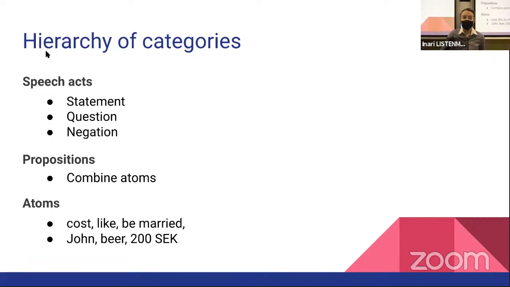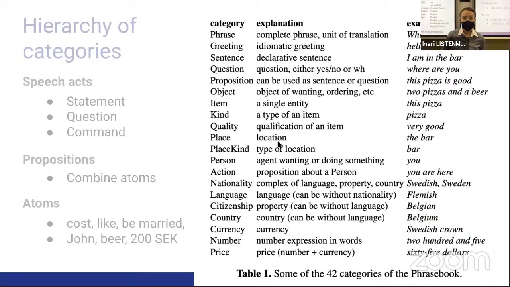So if you're not sure where to start from, this is a very solid structure to just copy and use in your own. Right, so here's an example of some of the 42 categories of the phrasebook.